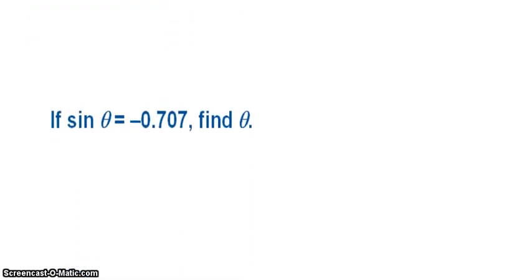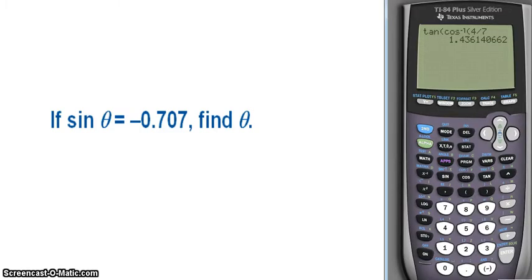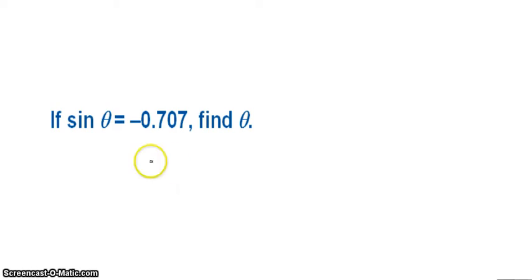So if the sine of theta is -0.707, find theta. Same idea. So I'm going to do the inverse sine of that -0.707. My angle is about -45 degrees. If you want to convert that to the coterminal, feel free. But like I said, the negatives are fine.